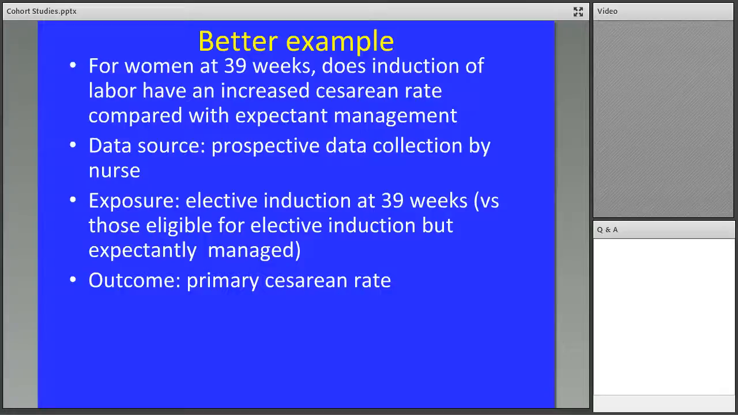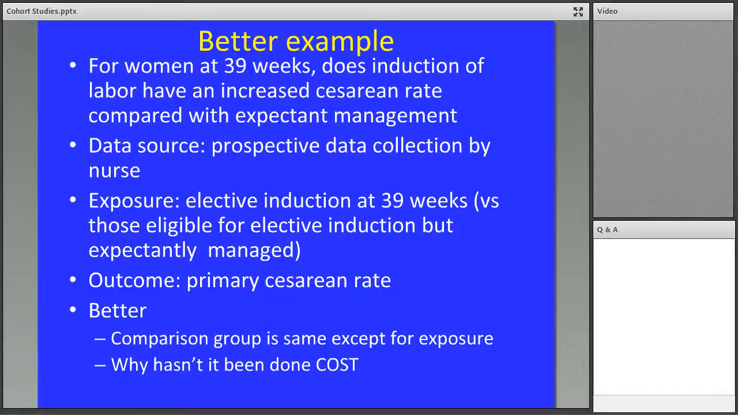The way we would do that better is: for women at 39 weeks, does induction of labor have an increased cesarean rate compared to those who are expectantly managed? You would need prospective data collection by a nurse, and your exposure would be the elective induction at 39 weeks versus those who are eligible for elective induction but did not have the induction. So your exposed and unexposed groups are similar in every way except the exposure to induction. And then your outcome could be primary cesarean rate. It's better. The comparison group is the same except for the exposure.